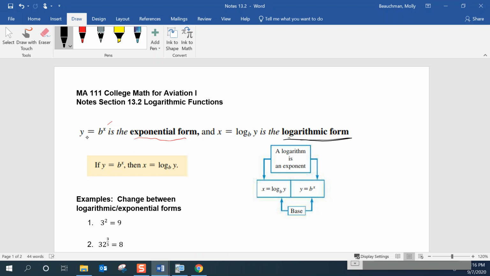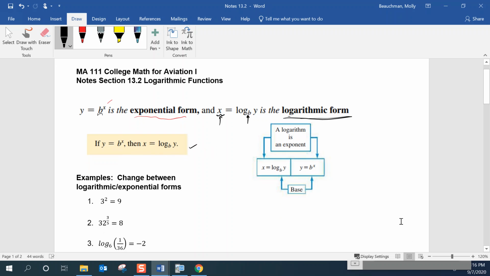Notice where the base is b, x is the exponent, and y is equal to the value when you take b to the x. Notice the answer to a logarithm, x, is the power, and is equal to the log base b of y, which is the answer. So a logarithm is an exponent. The answer to an exponential is what you get when you take the base to the power, and the answer to a logarithm is the power.